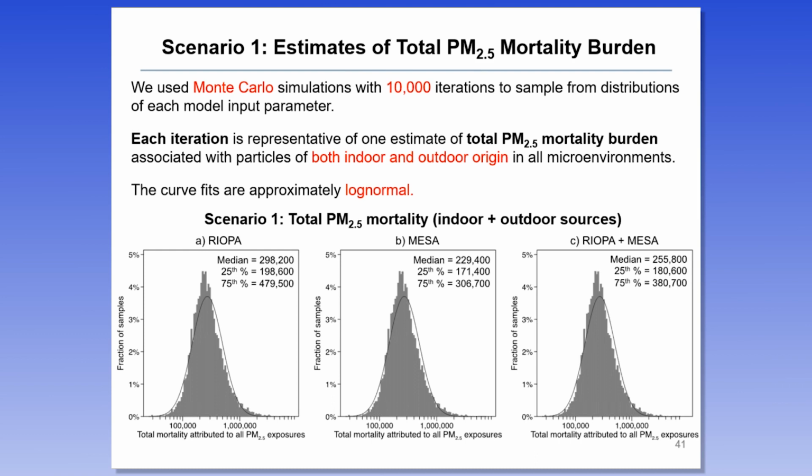For the meta-only scenario, it was 230,000 deaths. And for our primary combination, or our primary scenario in scenario number 1, our best estimate of total PM2.5 mortality was almost 256,000 deaths in the United States in 2012. That was for scenario 1, which was a nationwide scenario, where we were using 2 field studies.